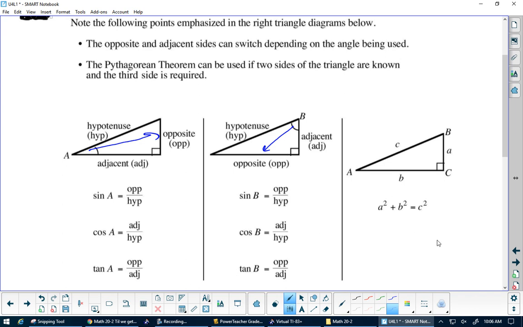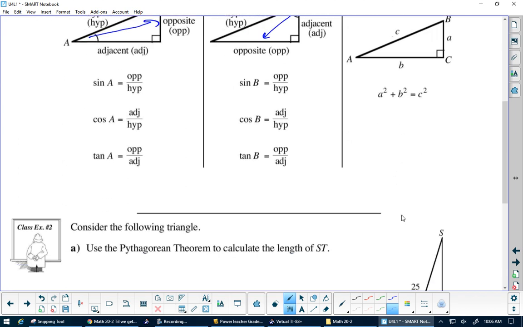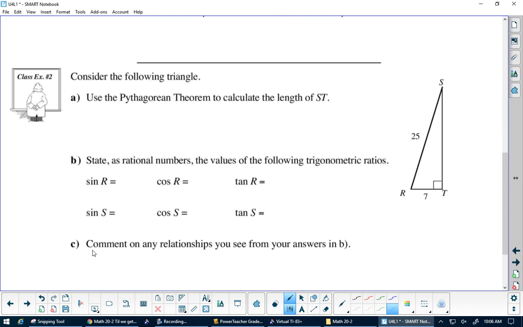And then Pythagoras, we're going to be using Pythagoras a lot. So a squared plus b squared equals c squared. The way this always works, A and B are altitude and base, and C is your hypotenuse. Use the Pythagorean theorem to calculate the length of ST. Okay, so let's label this. This is my base, this is my altitude, and this is my hypotenuse.